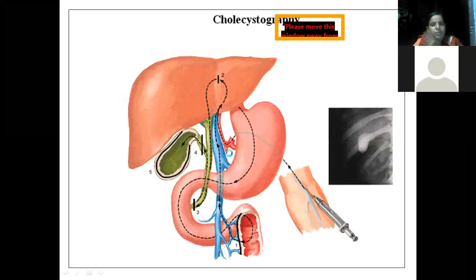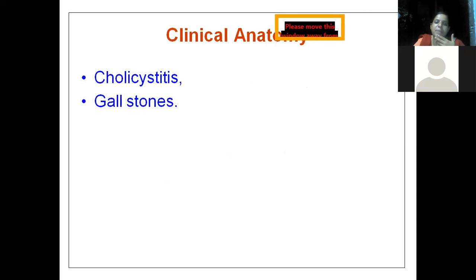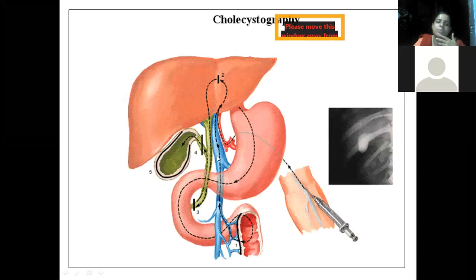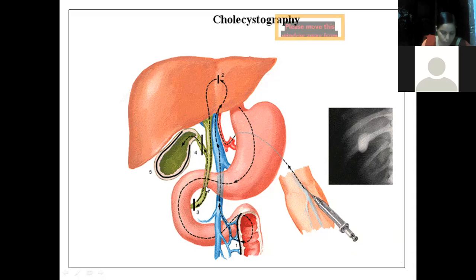Conditions like clinical anatomy, we may find gallstones may get impacted into this common bile duct. We have studied obstructive jaundice when we were doing biochemistry. Obstructive jaundice is caused due to the obstruction of the common bile duct anywhere in its course. So that is all about the common bile duct.